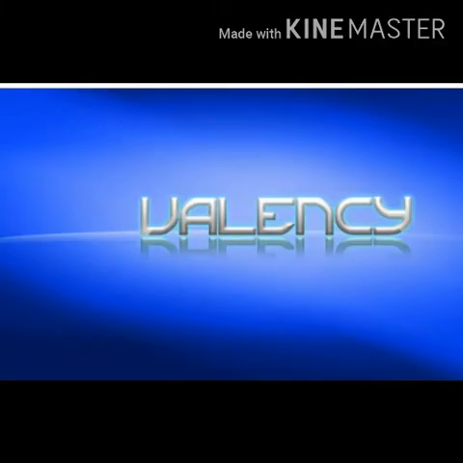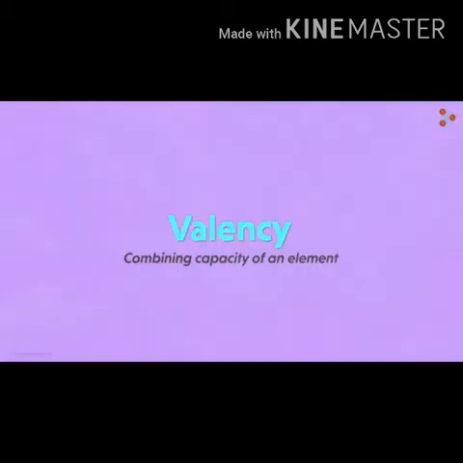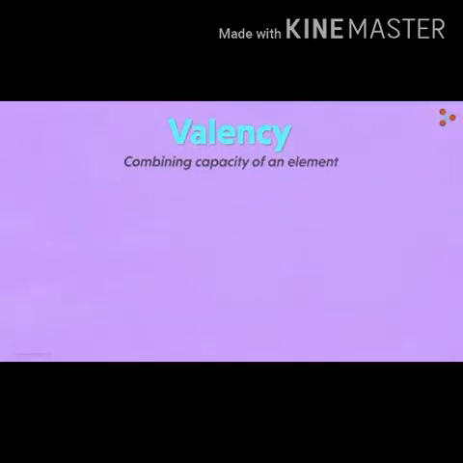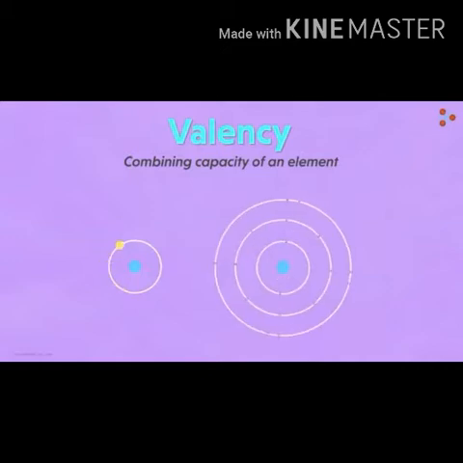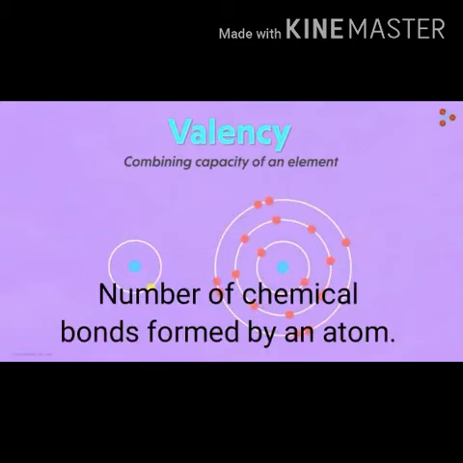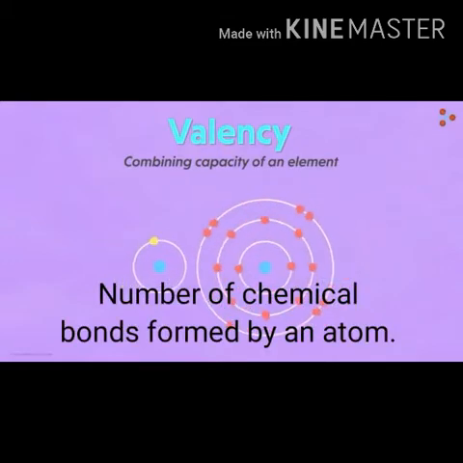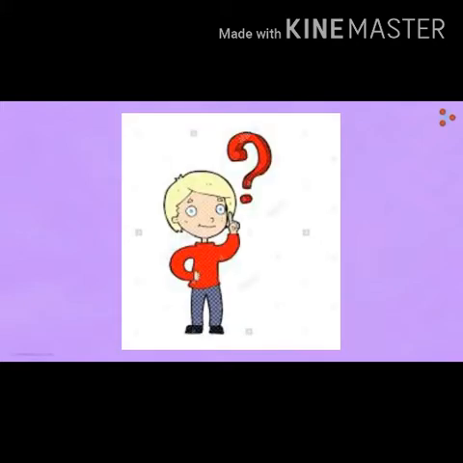Today we are going to learn about valency. The capacity of an element to combine with another element is known as valency. It is also defined as the number of chemical bonds formed by an atom. But why do atoms combine with other elements or form chemical bonds?